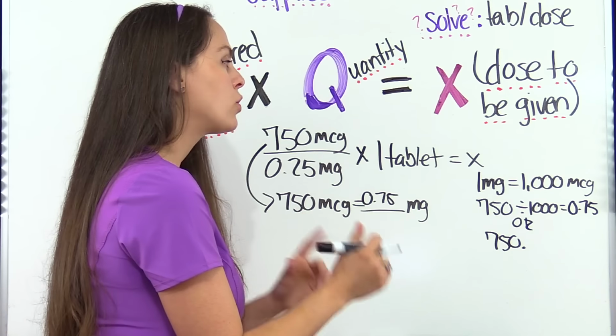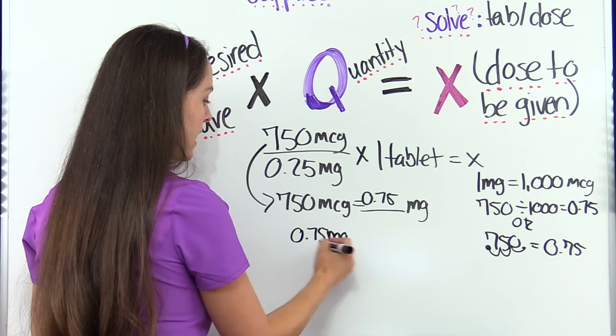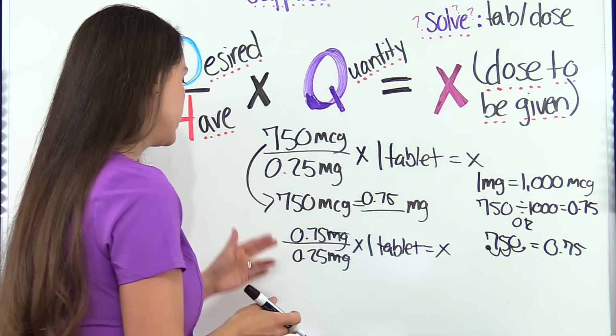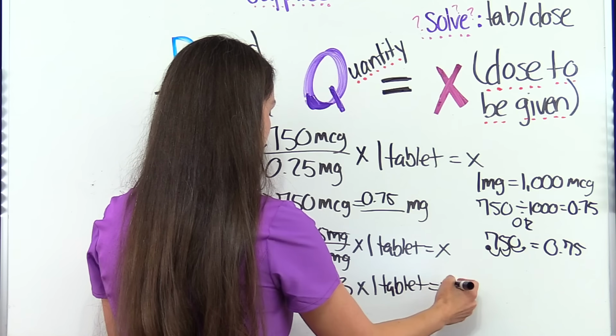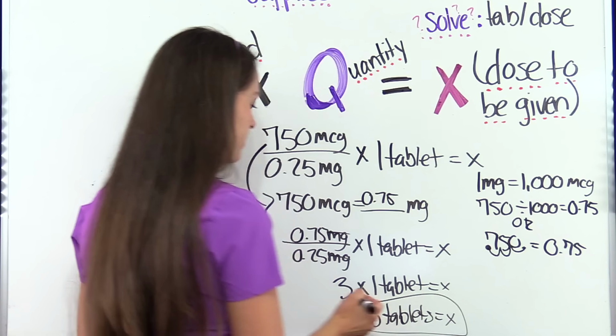So 750 micrograms is 0.75 milligrams. So that is our desired dose. Our have dose, what we have on hand, is 0.25 milligrams. Our milligrams cancel out, and we're going to multiply by our quantity, which is 1 tablet, equals X. That's what we're solving for. So when you divide this out, you get 3 times 1 tablet, just bringing that down, equals X, and 3 times 1 is 3. So the patient needs 3 tablets to equal that dose that was ordered by the physician.